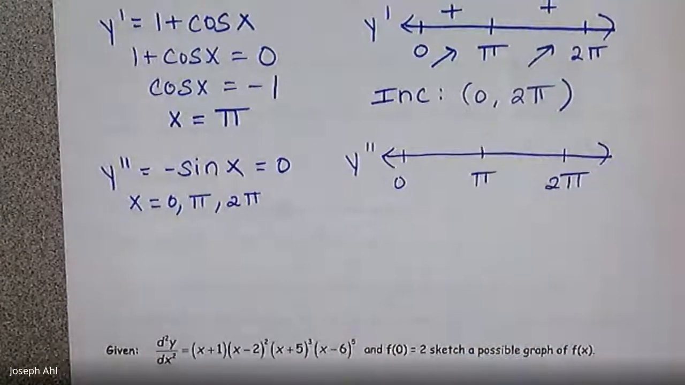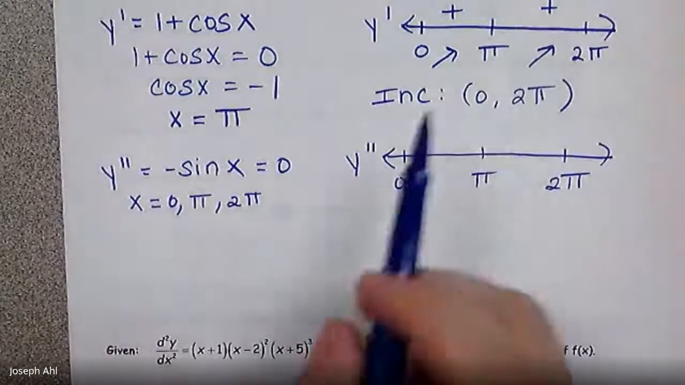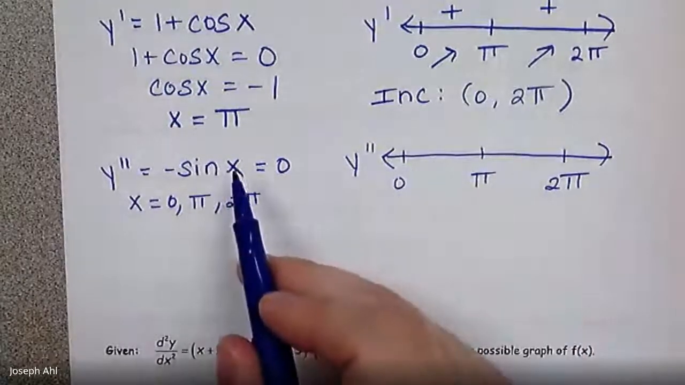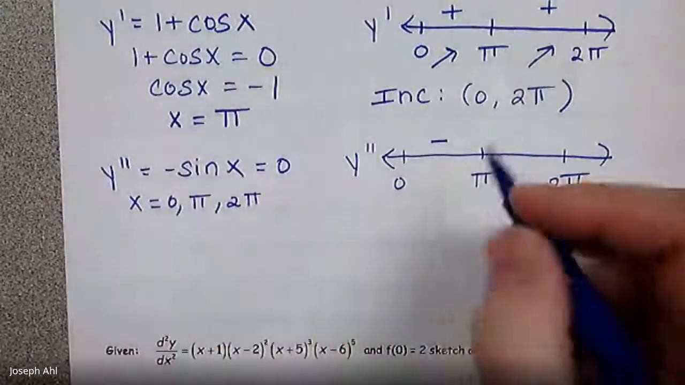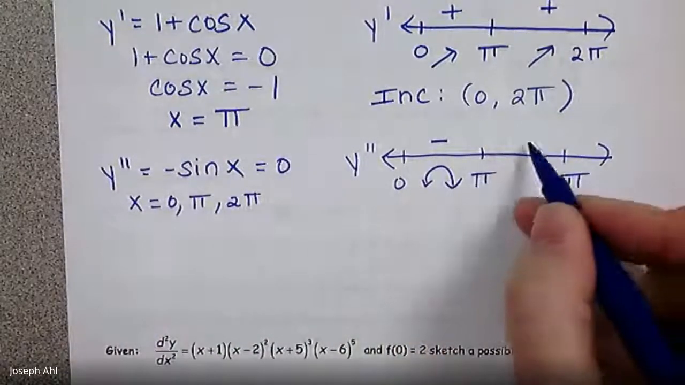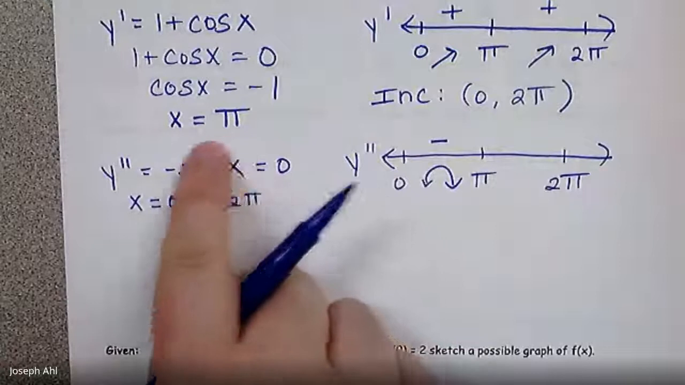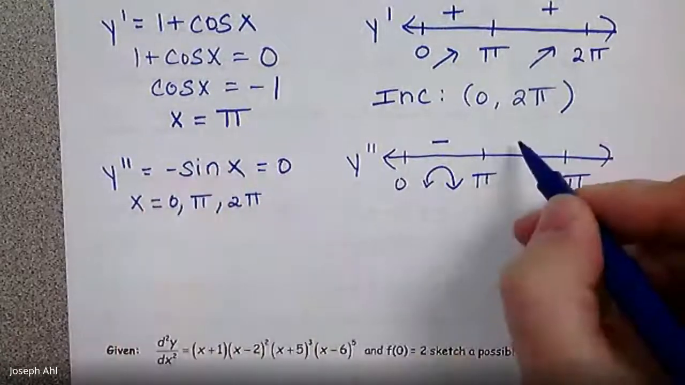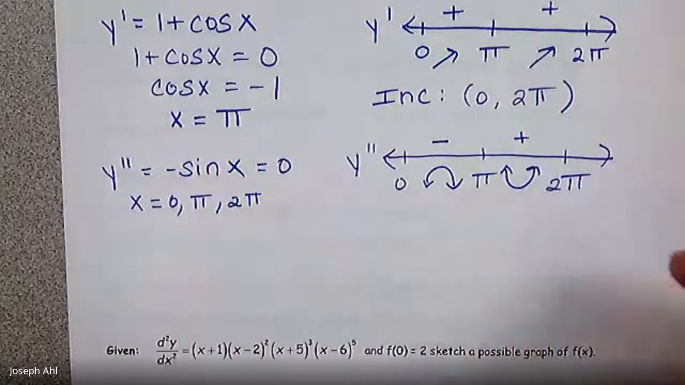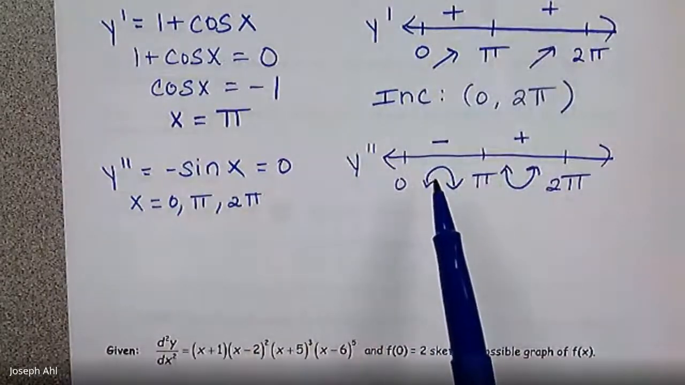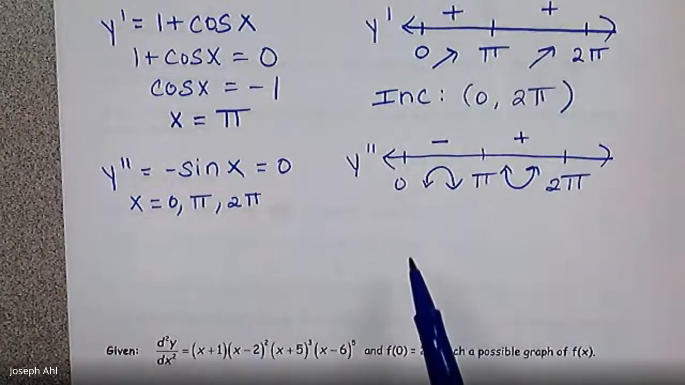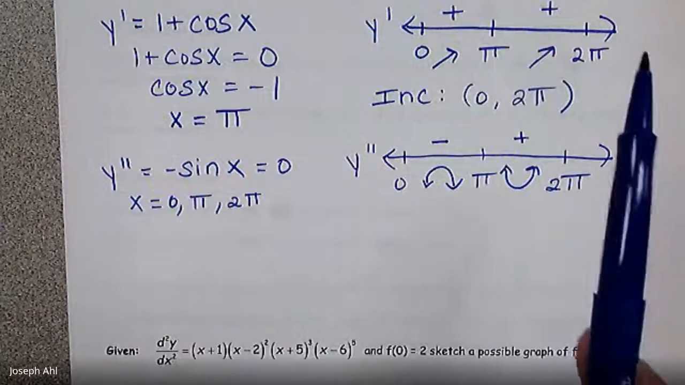Okay. For your y double prime number line here, if I test pi over 2, sine of pi over 2 is 1, but then negate it, so that's negative in this region, so the graph is concave down. If I test 3 pi over 2, sine of 3 pi over 2 is negative 1. Oh, negating negative 1 makes it positive. So now we find that the graph is concave up from pi to 2 pi. So we need something that's constantly increasing over this interval and switching from concave down over to concave up. Can you picture it?